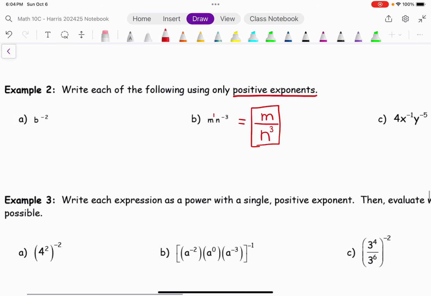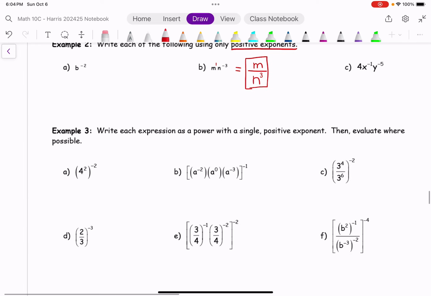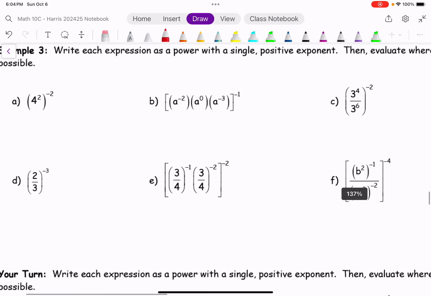Please make sure that if I have a negative coefficient, you're not moving that negative coefficient at all. These are all the same as what you were doing.